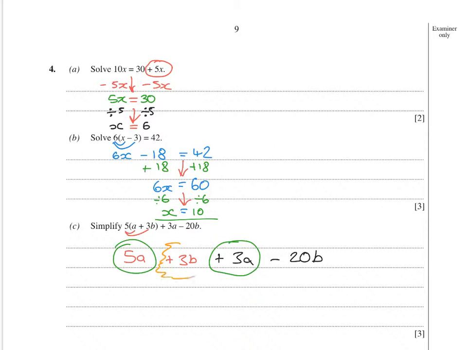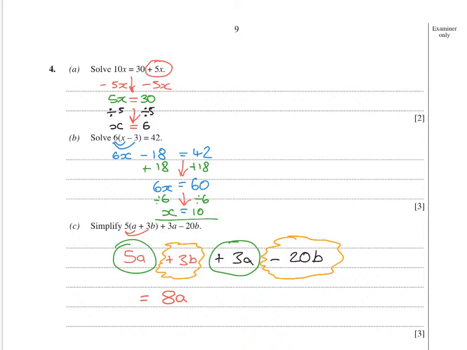So anything with a b in it, I'm just going to put like a cloud around it, but include the sign in front of it. If you don't, you'll mess this up. And then 5a add 3a is equal to 8a, and then plus 3b take away 20b.